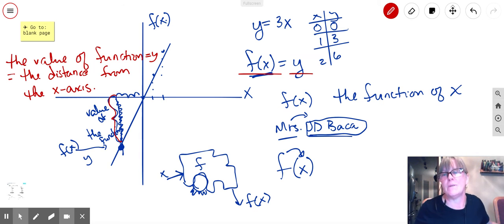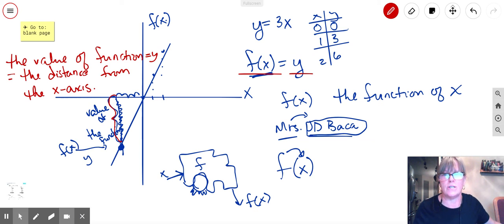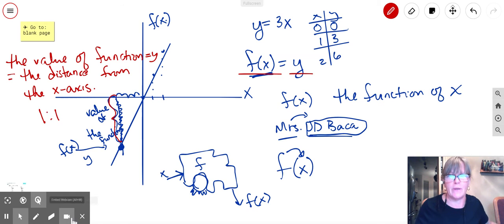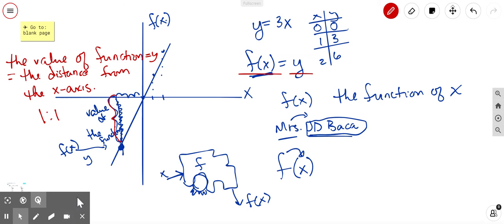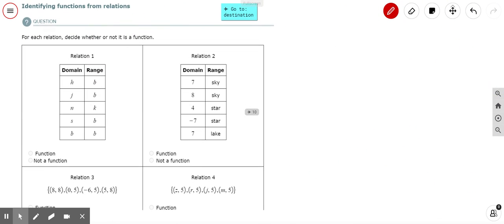All right. I'm going to take a look at the next three topics, and they deal with how to tell the difference between a function and a relation. A function has a one-to-one relationship, and I think I'll put that here too. A one-to-one relationship. And I'll explain that on the next one.